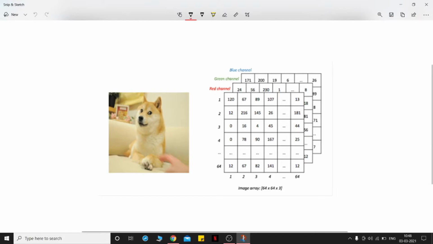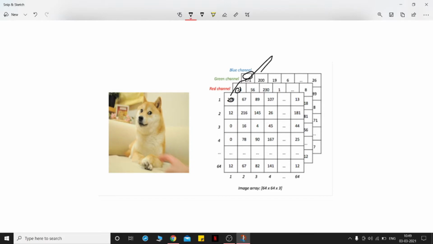So you know that an image consists of several pixels, in fact thousands of them. And every pixel is made up of three channels. One is a red channel, a green channel and a blue channel. So that's what you call RGB, red, green and blue. So these channels are layered on top of one another.